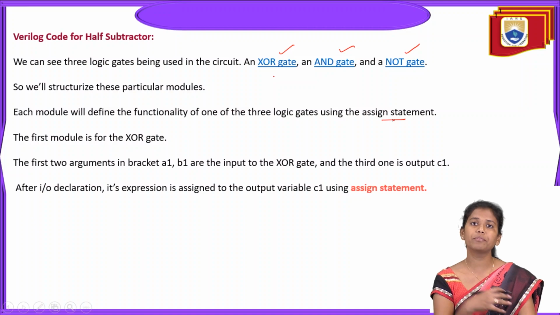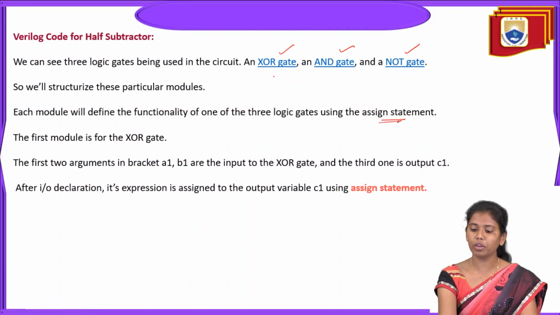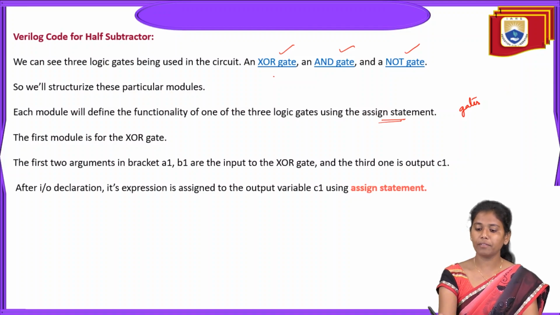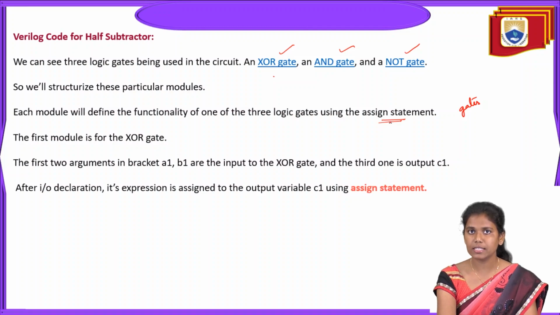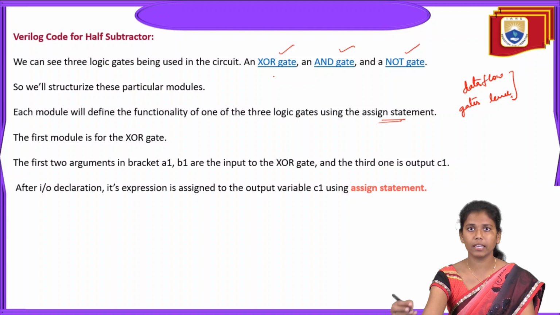How do we have to write our code? In our code we have to mention the assign statement. Why are we going for the assign statement? Because our structure is based purely on gates. As we are designing our structure with respect to gates, we have to use the keyword assign. Remember that in data flow modeling and gate level modeling, the very important keyword in the Verilog code is assign.